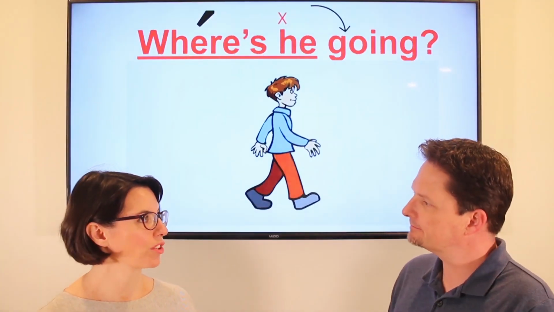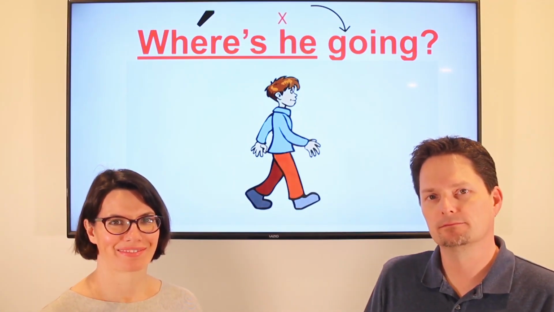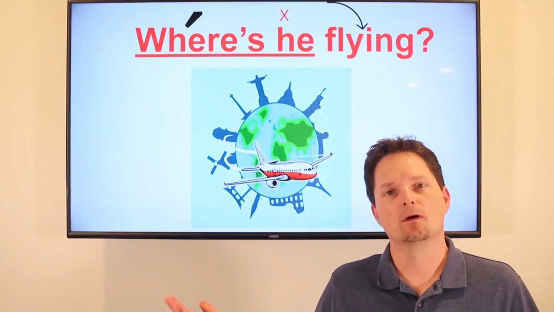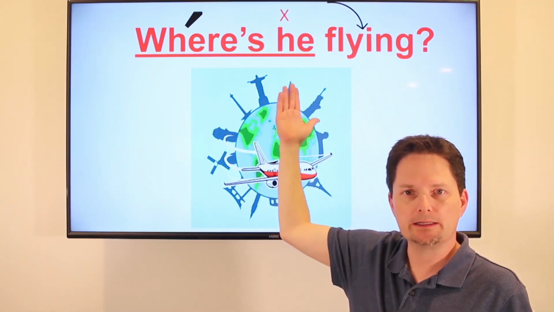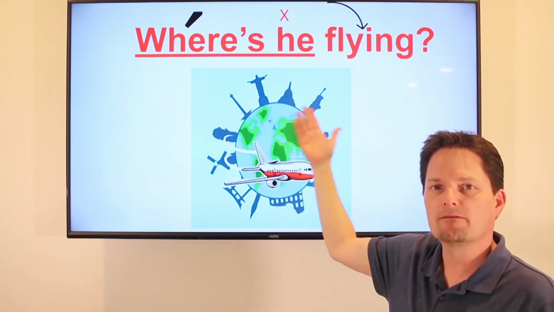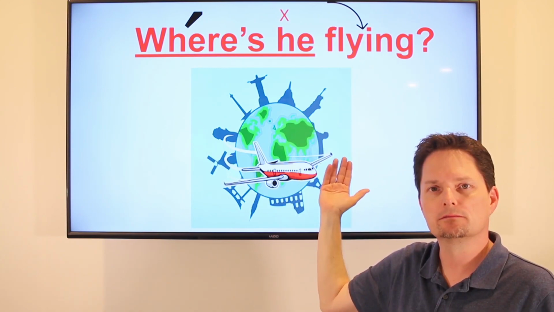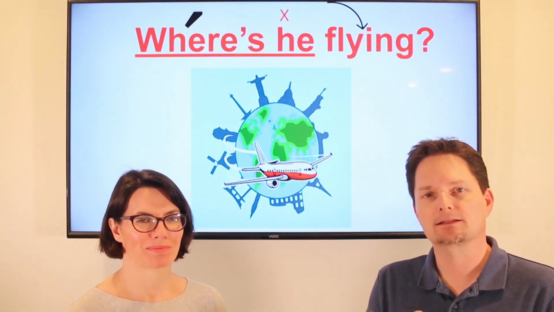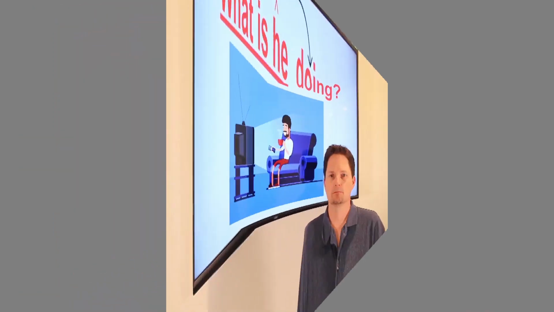Ask the question. Where is he going? He's going to the store. Example, where's he flying? So together, link the words. Where's he? Flying. Where's he flying? He's flying around the world. Ask the question. Where is he flying? He's flying around the world.